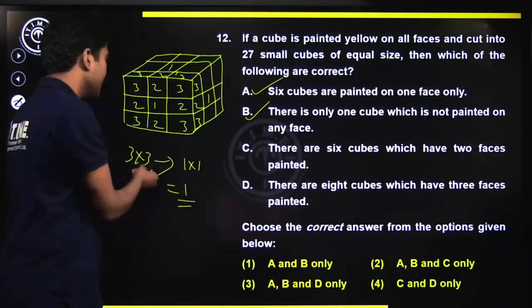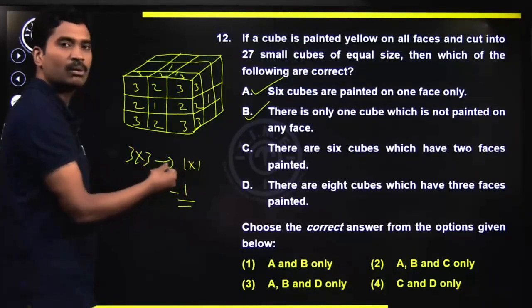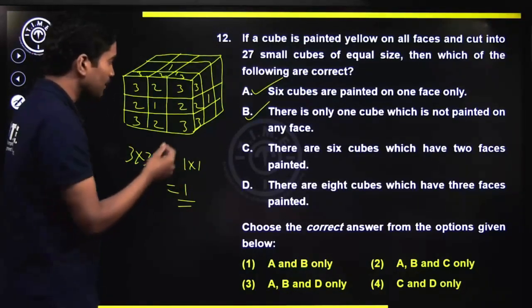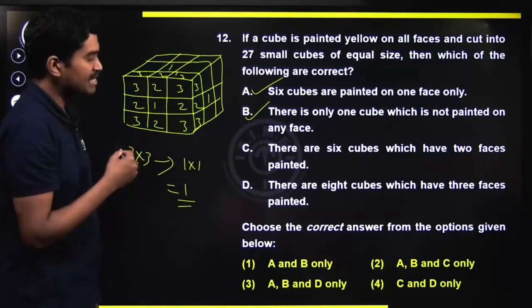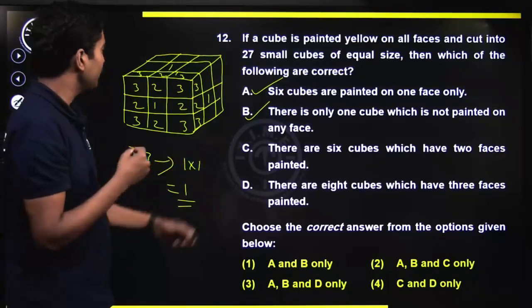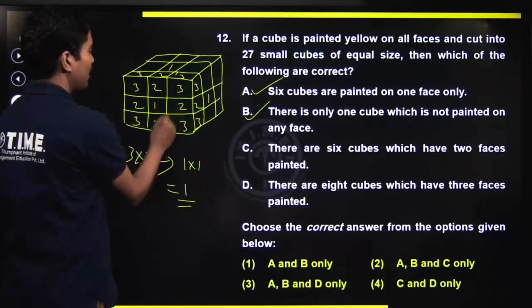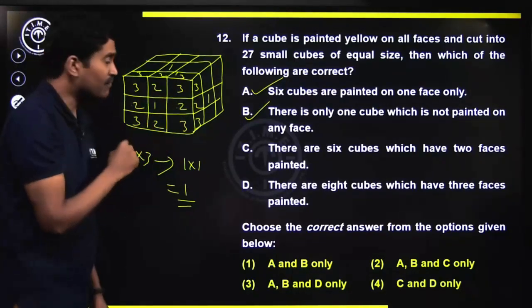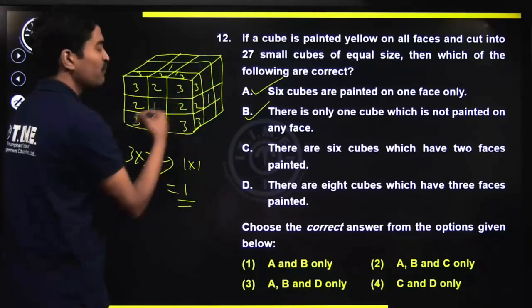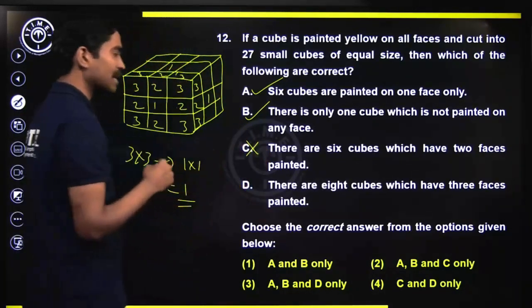Obviously, if I have a cube of the size x by x, I can say x minus 2 cube into x minus 2 cube, right? So, there are 6 cubes which have 2 faces painted, okay. 2 faces would be how many cubes? See this, 1, 2, 3, 4. There are 4 on this face, right? There will be 4 on the back face also. So, C is definitely not right.